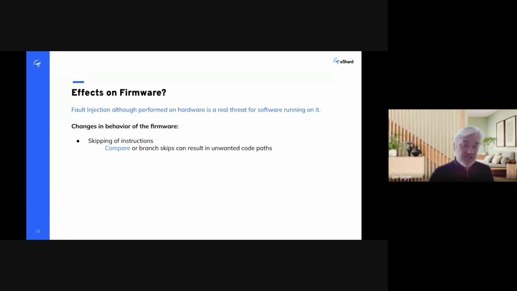Skipping of instructions is the most commonly used technique with firmware fault injection attacks. Specifically, compare or branch skip instructions can result in unwanted code paths. And I think in the demonstration at the end of the webinar, we are also going to dive into this situation, the compare instruction, for instance, to check whether keys are matching or not.